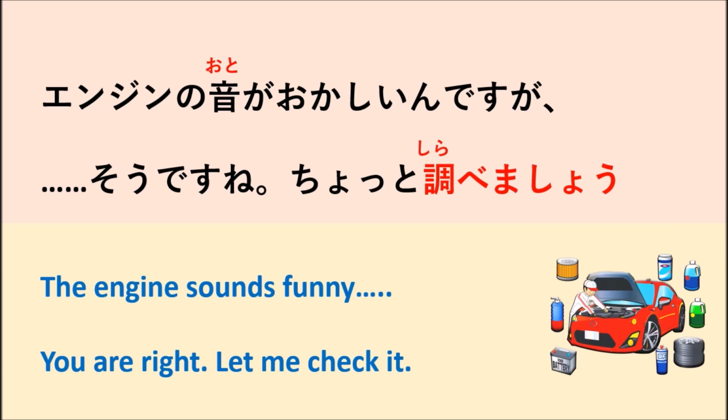So how do you use ましょう? ましょう means to convey the speaker's intention to the listener. That means another person says something, but you want to let them pay attention to what you are talking about. So shirabemashou means let's check it together, or let me check it. So this is about ましょう.